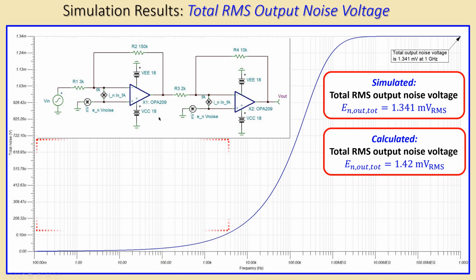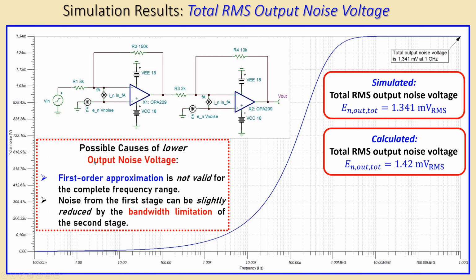So the possible causes of lower output noise voltage can be the following. The first order approximation is not valid for the complete frequency response, which is of course true. It is not valid, but we have made an approximation. So there's some error, but it is lower. So how can we explain that the simulation is lower than our calculations?